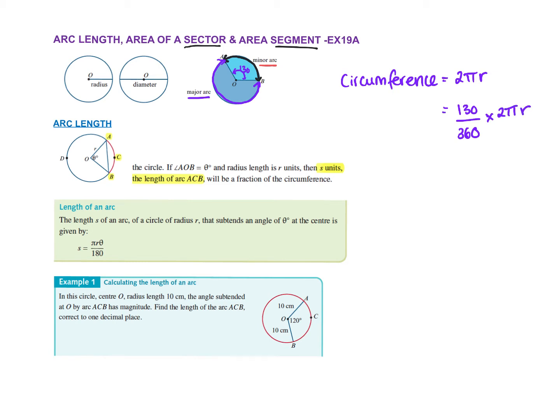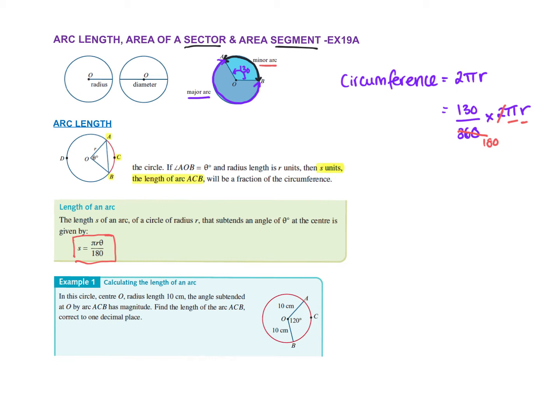And then you can see you can actually cross cancel. So 2 goes into 2 once and 2 goes into 180. And this is how they get this formula, so that the length of an arc can be given by pi times the radius times the angle over 180. So that example I just did was 130 over 180. Okay, so it's quite simple.